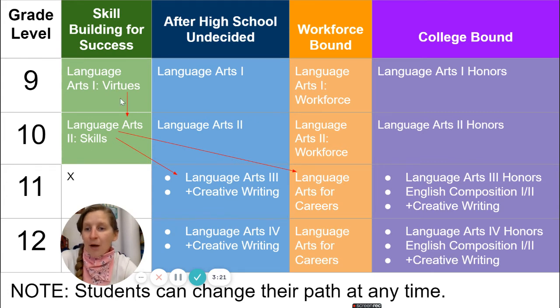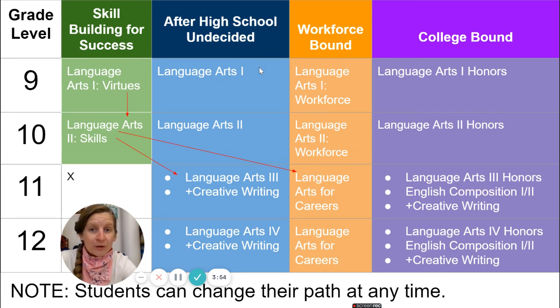For 9th and 10th grade, we have skill building for success options. These will be chosen for students, so you will be placed in these classes if we decide that that's something you might need for a little extra support. But after 10th grade, you can really choose any other track, right? You can do the undecided after high school, workforce bound. I know it only points to those two, but you can also be college bound. If you want to go to college, we're not going to try to stop you from that. And then after high school undecided and workforce bound, you get to decide all 4 years.